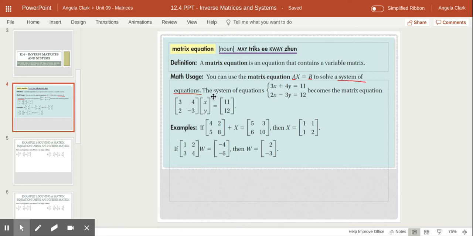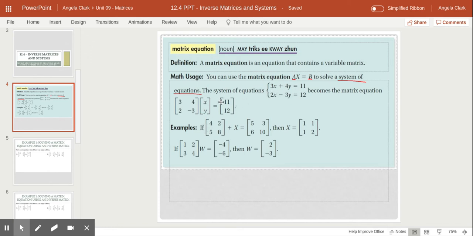The variable matrix has your variables in them, and make sure that they are in the same order top to bottom as your variables are from left to right. Okay, hopefully that makes sense. If it's X, Y from left to right, then it should be X, Y from top to bottom. So that order is important.